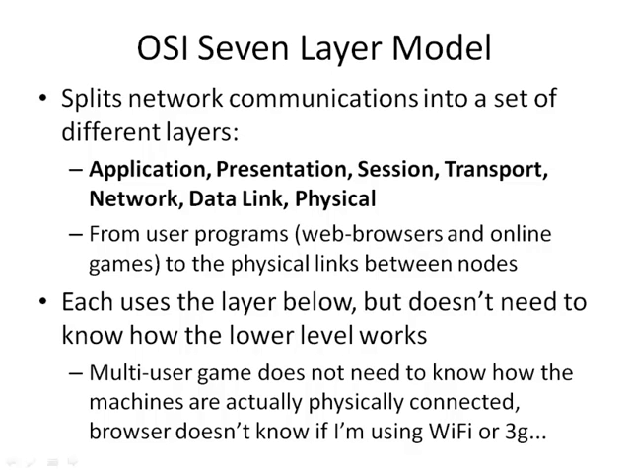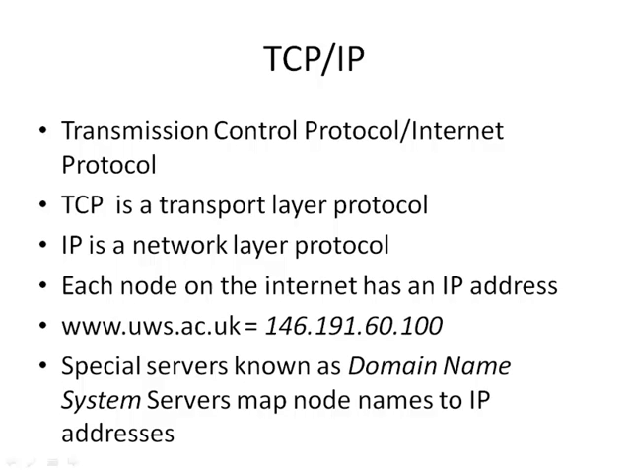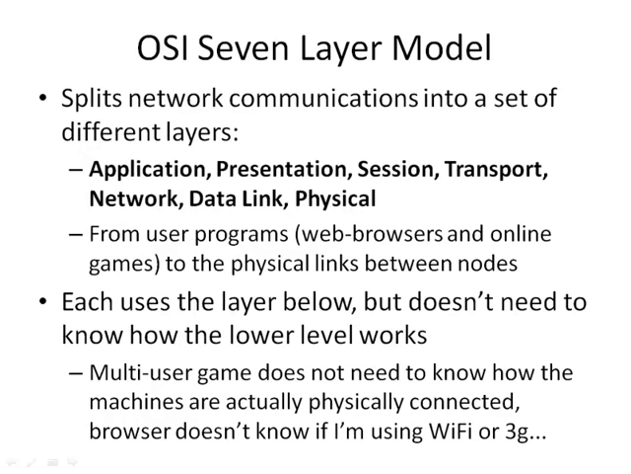So each layer uses the layer below, but doesn't need to know how it works. So our multi-user game doesn't need to know how the machines are actually physically connected, and my web browser doesn't care whether I'm using Wi-Fi or 3G. That's dealt with by other parts of the networking software and hardware. Now, the most common networking protocol is TCP/IP, which is the Transmission Control Protocol, Internet Protocol. So TCP is a transport layer protocol, and IP is a network layer protocol, which is underneath it, as we can see in this previous slide.